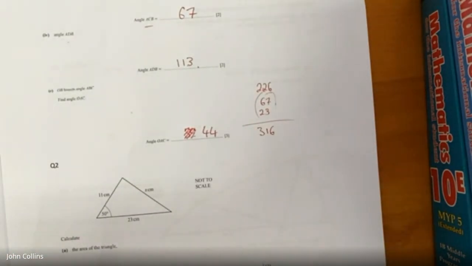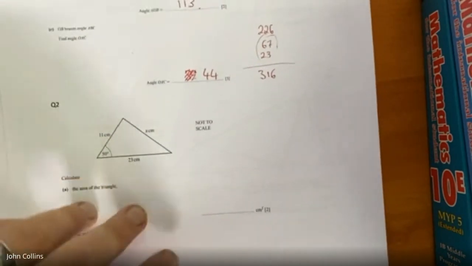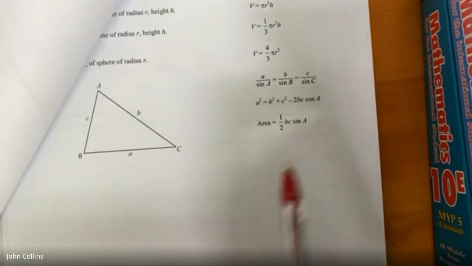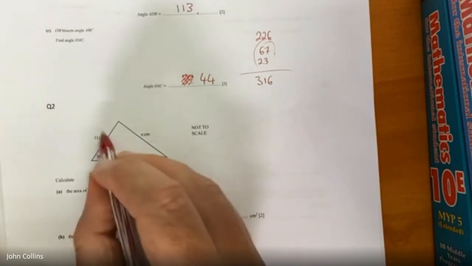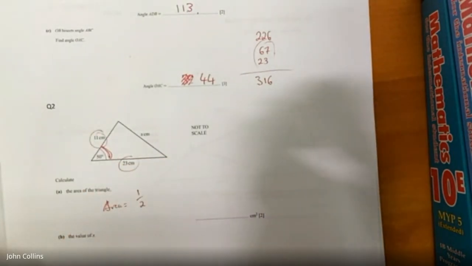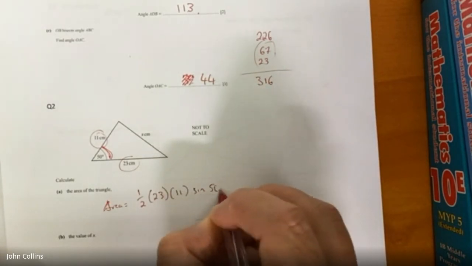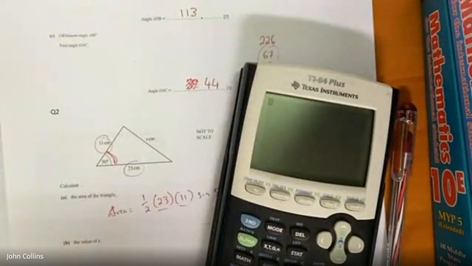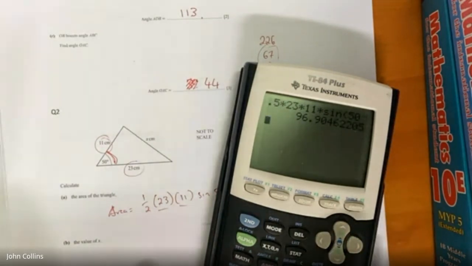You can do it multiple ways. Yeah, absolutely. All right. The area of a triangle like this: the formula is given on the front. This one, half BC sine A, or half AB. So it's a half, the two sides, and the angle in between. That's what that formula says. A half times 23 times 11 times sine 50. So I just put in the two sides and the angle in between. 96.9.